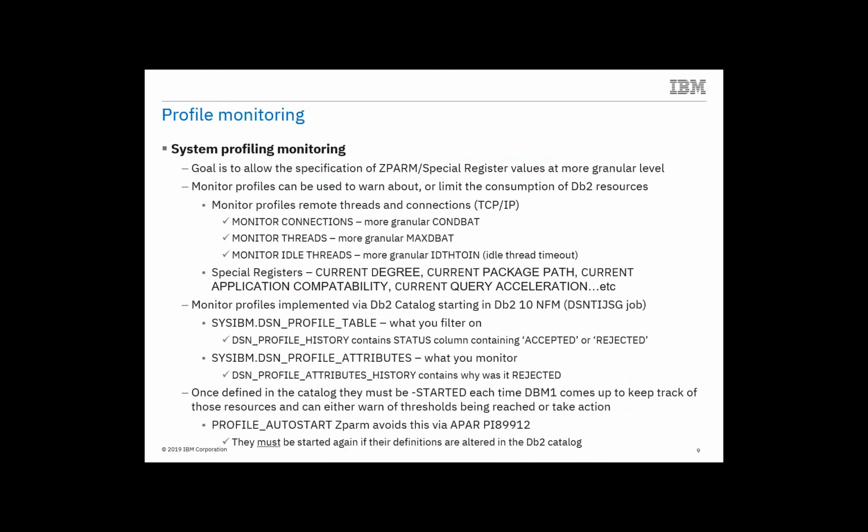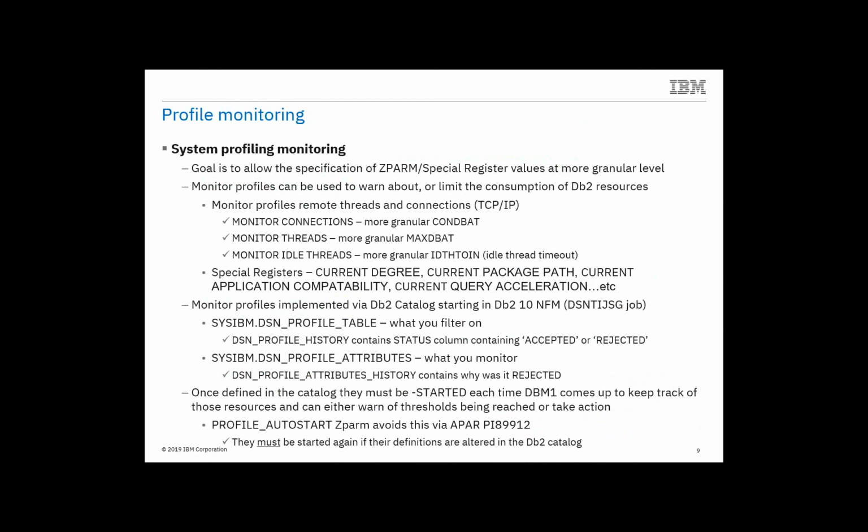And in this example today, I'm talking about monitor profiles that help you manage connections, number of threads, and the idle thread timeout. Now, along with that, we also have the ability in these monitor profiles to specify special registers. So you could set the degree of parallelism that's available to the applications. You can also set current package path, meaning which collection or which package that inbound transaction is going to run on, as well as Apple Compat, which is certainly a key ingredient version 12 moving forward, and things like whether or not it goes to the IDAA or query accelerator.